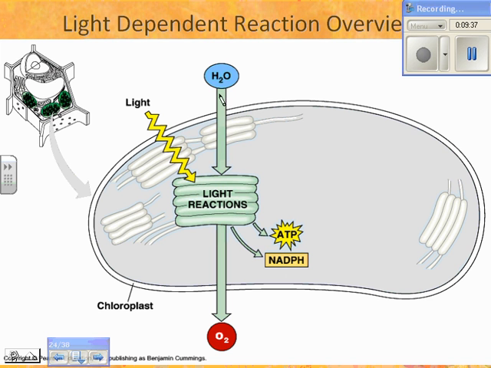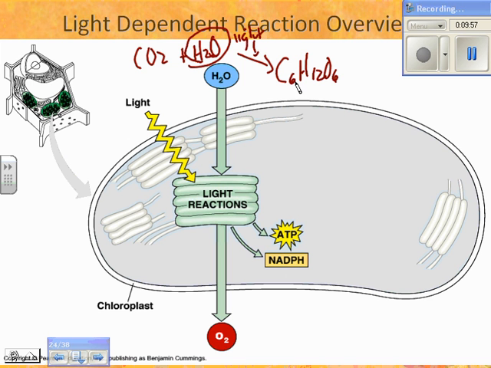So here's an overview of it. You need water. You produce oxygen. So you've got the C6H12O6. To make that, you need CO2. Well, that has nothing to do with the light reactions. But the water, yep, you need that. So the light reactions need water. They also need light.